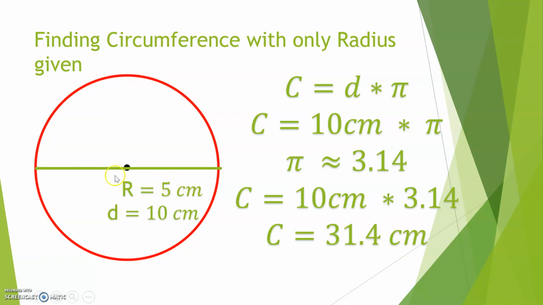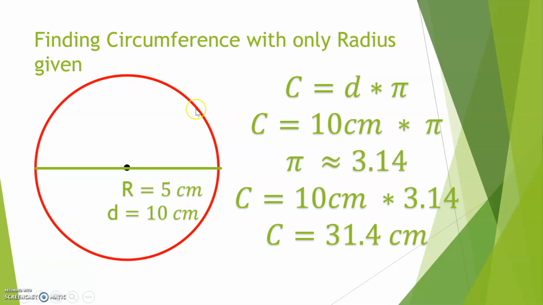Notice I did not use the radius number here. I used the radius to find the diameter, but that's about all I needed it for. I'm not going to multiply the radius times pi. That doesn't make any sense. I wouldn't do that. Okay, so that's how we're going to find circumference using both radius and diameter.